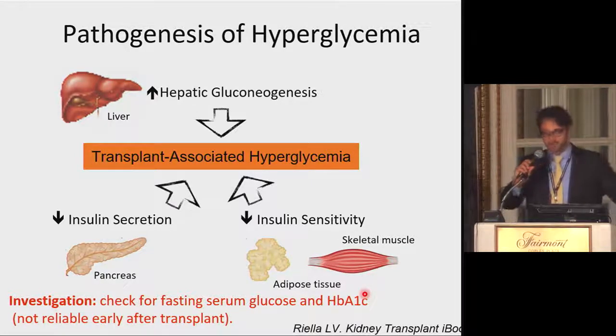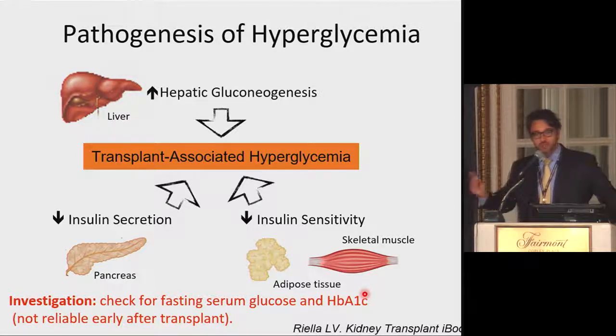Okay, we'll continue. Sorry about that. So hemoglobin A1C is not good to be used in the first 6 months after transplant. If things are stable after the 6 months and creatinine is stable, then it becomes a good marker. So we have to use either fasting glucose or a glucose tolerance test to assess that.